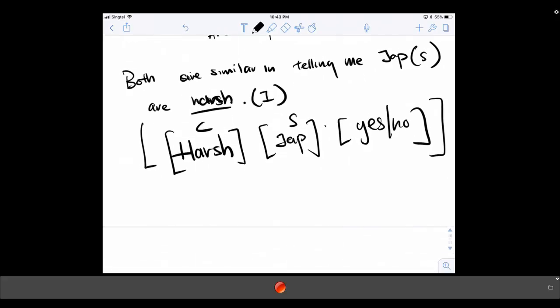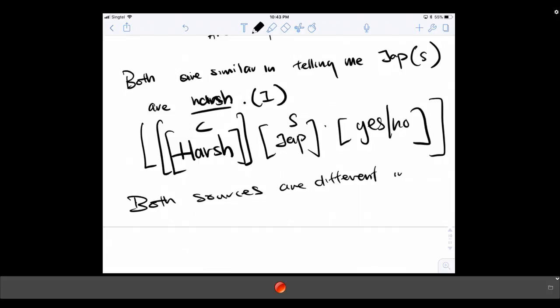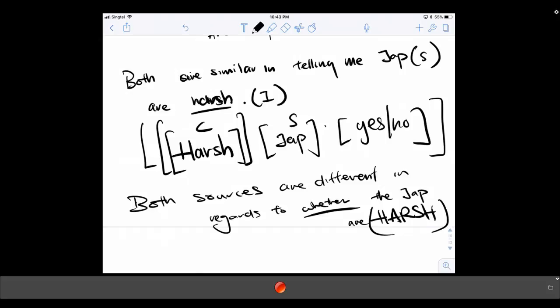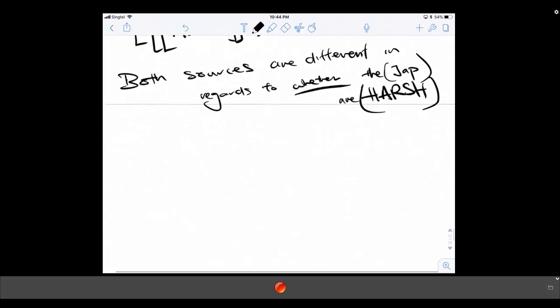But if you write a different statement, you have to make sure that this C here becomes very obvious, and it cannot be a direct inference. It has to appear as a criteria. So you would say both sources are different in regards to whether, because it's yes or no. So it's whether, what are you comparing? The Japanese are harsh. You're comparing the harshness, or whether it is harsh or not harsh, and the Japanese are harsh or not. So be on the lookout for what is the criteria, what is the subject, and what is the inference that you must find. Okay, so this is for the comparison question.